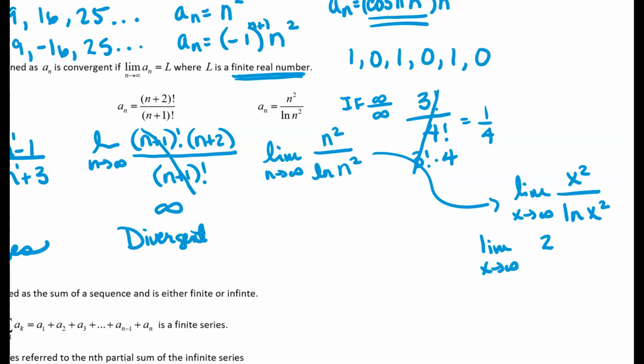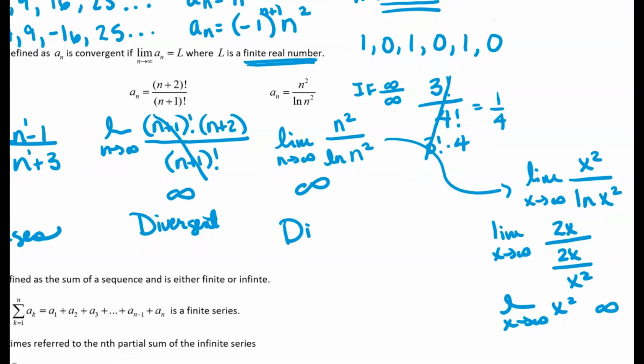The derivative of the numerator is 2x. The derivative of the denominator is 2x divided by x squared. So remember, the derivative of a natural log puts the argument in the denominator and the derivative in the numerator. And this simplifies to x squared. And the limit as x goes to infinity of x squared is infinity. So we have another infinity and divergent.